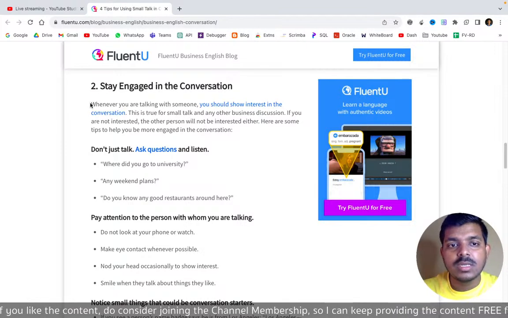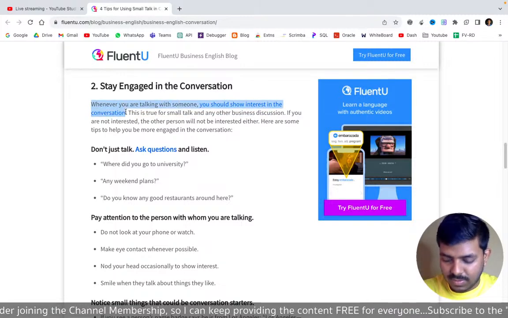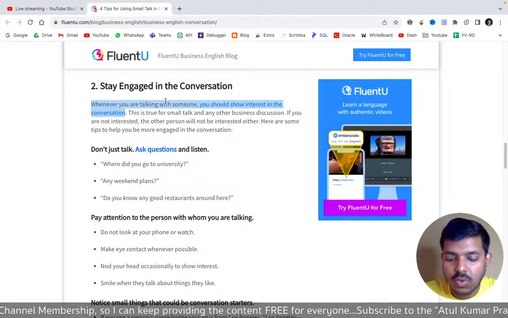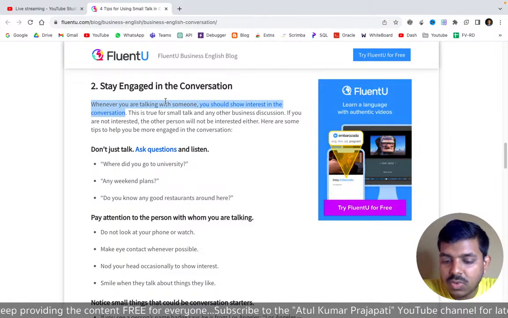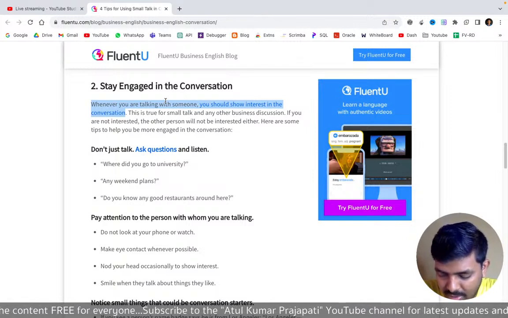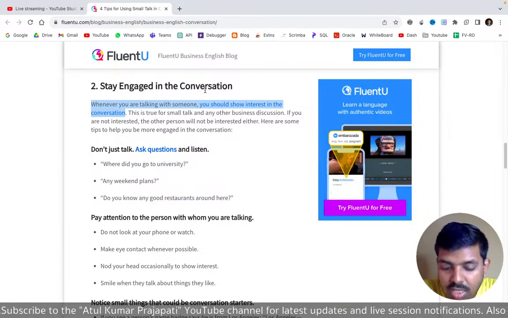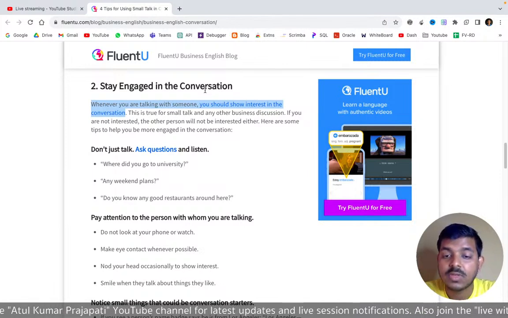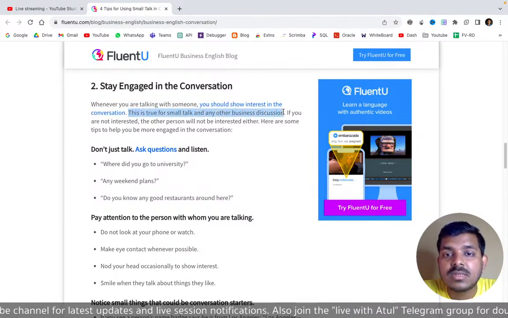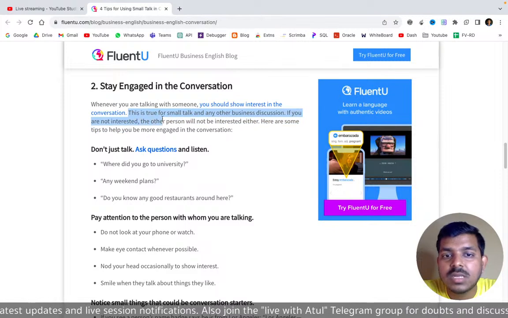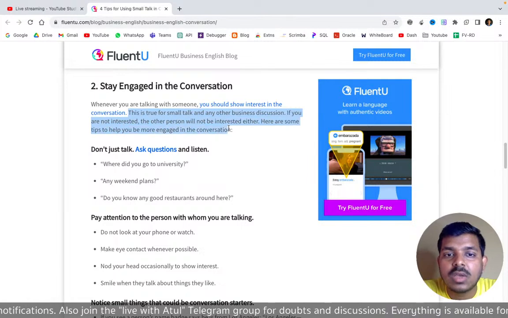So let's learn about this. Whenever you're talking with someone, you should show interest in the conversation. Now, this is definitely something that if you are in front of a person and you do not feel inclined to that person, things won't go straight. So that is what they're trying to say: whenever you're trying to talk with someone, you must show that you are interested in that conversation. It is not just for the sake of it. This is true for small talk and any other business discussion. If you are not interested, the other person will not be interested either. Here are some tips to help you be more engaged in the conversation.